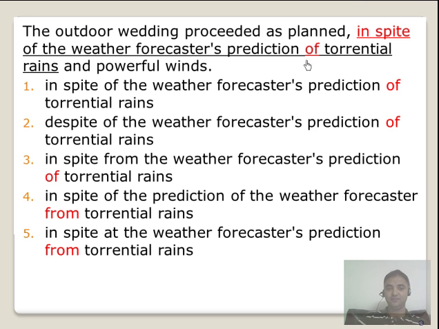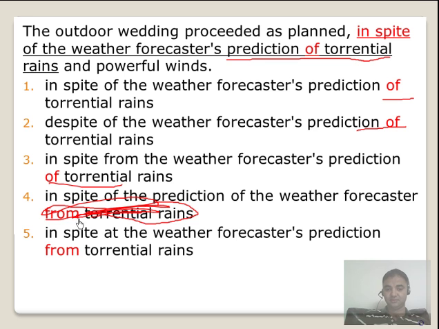Let's start with the of thing. Fine. The outdoor wedding proceeded as planned, in spite of the weather forecasters' prediction of torrential rains and powerful winds. So of torrential rains, of rains, from rains. So weather forecasting is from or of rains. Fine. From will be out. The answer has to be of rains. You want of rains, not from rains.